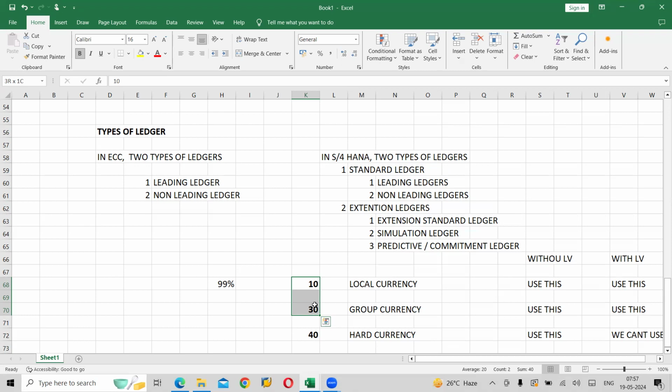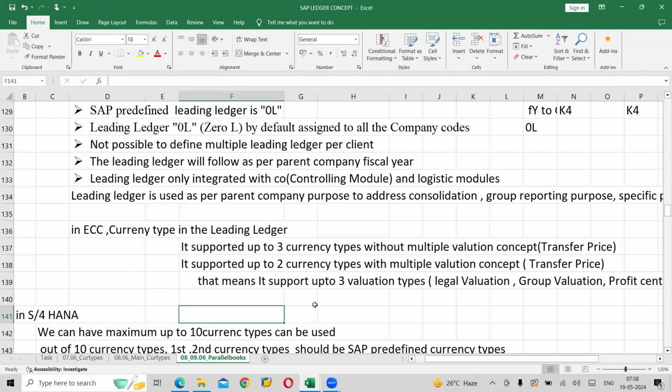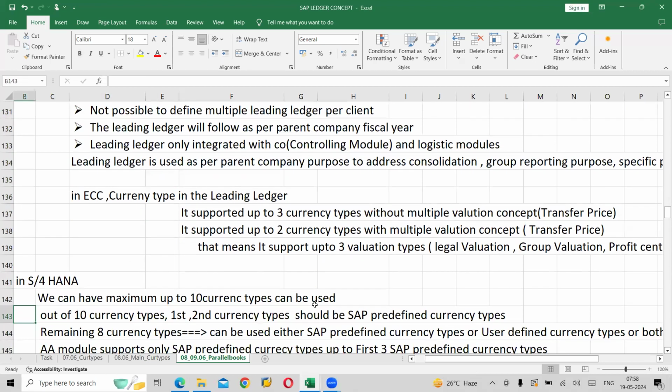Right, so next one, when it comes to S4 HANA, this is the change here. Very important changes in S4 HANA. We can use a maximum of up to 10 currency types. But out of 10 currency types, the first and second currency types should be SAP predefined currency types. Out of 10, this is very important.